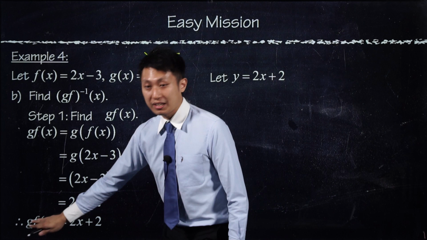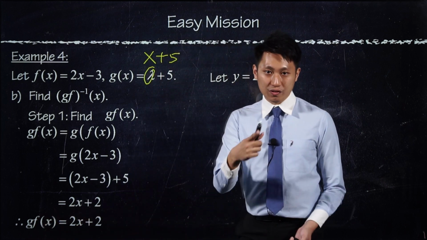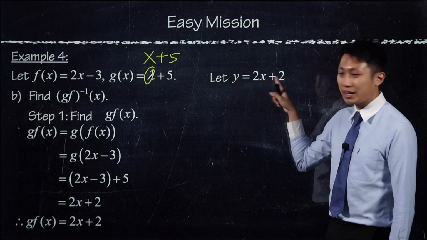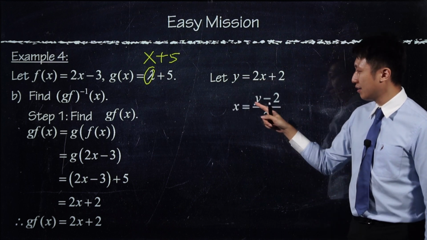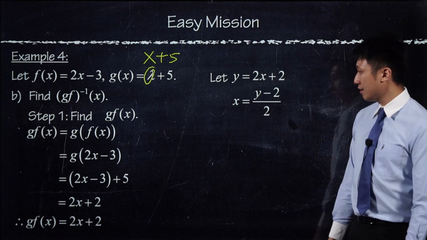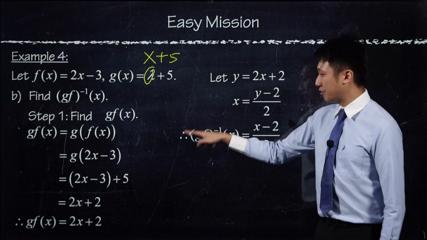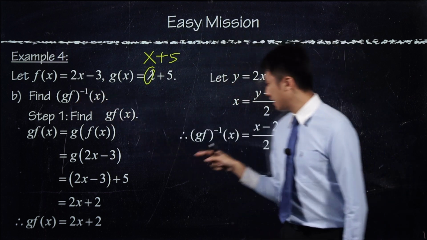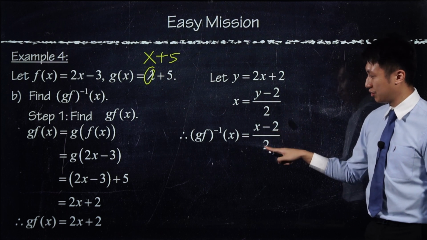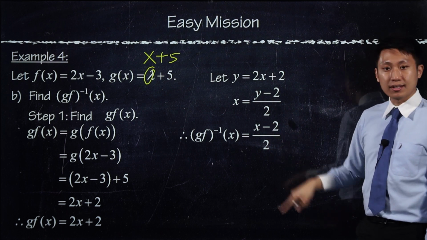So I don't care about this one first. Okay, let y equal to 2x plus 2. Then you find x equals (y minus 2) divided by 2. Then you're done. Then you directly write that thing inverse is equal to, changing y to x, (x minus 2) divided by 2. Okay, then this is your answer.